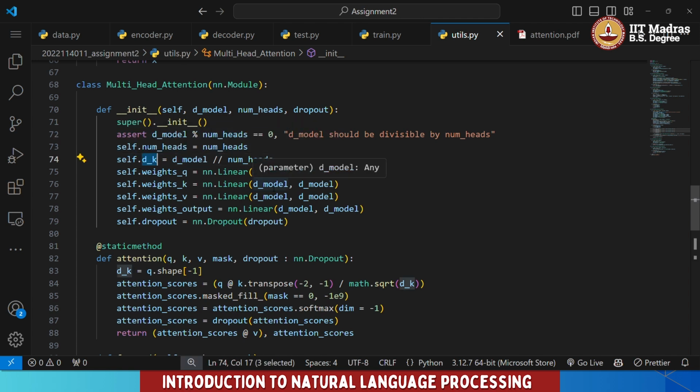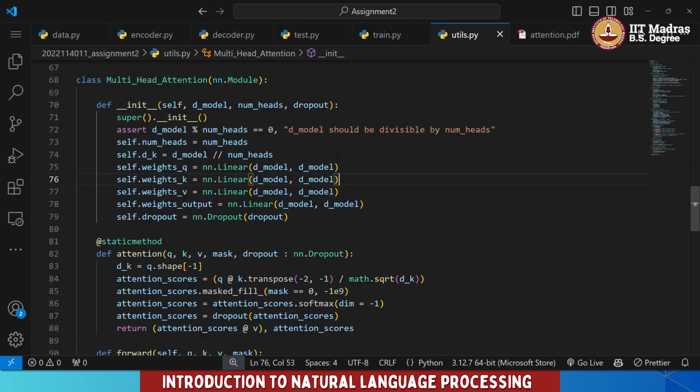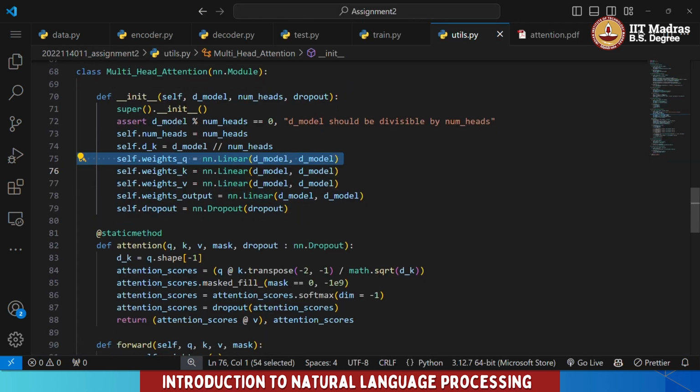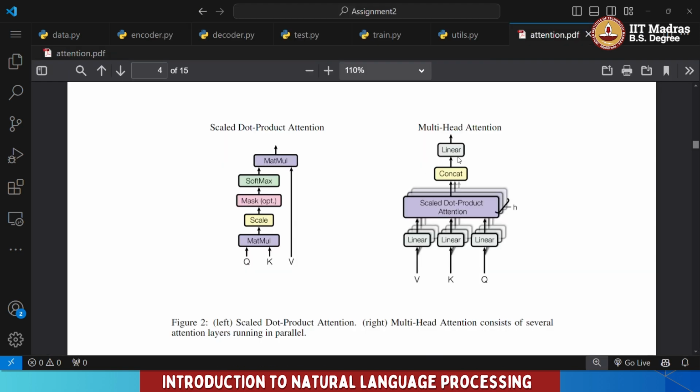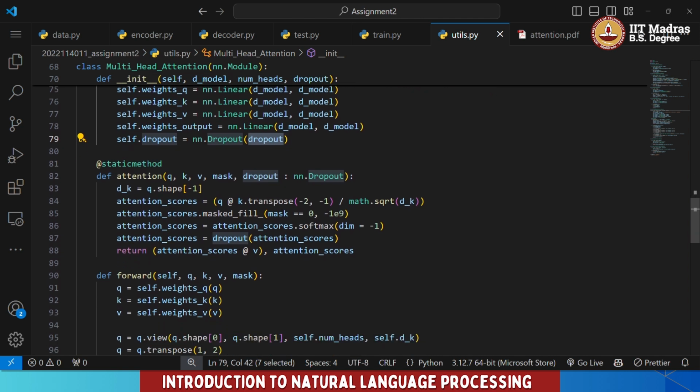Dk is the dimension of each head. As you can see, it is d model divided by number of heads. So like I said, if d model is 10 and number of heads is 2, dk would be 5. So the dimension of each head is 5. Now coming to the actual implementation, once we have Q, K, V, we have linear layers to transform them: D model to D model for each of Q, K and V. And this is the output linear layer, the weights output that I've defined, and then dropout is there.